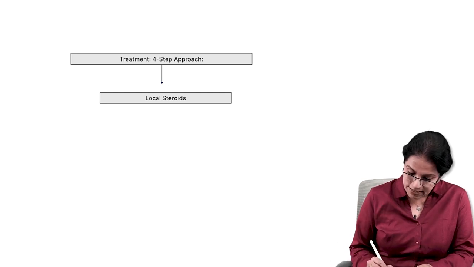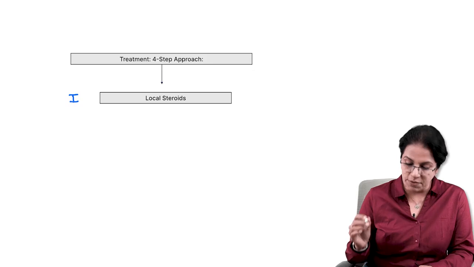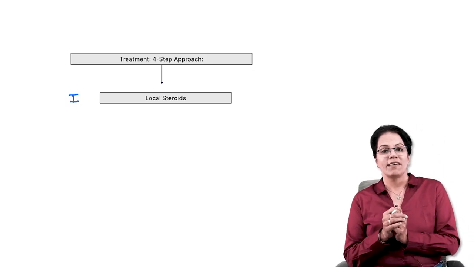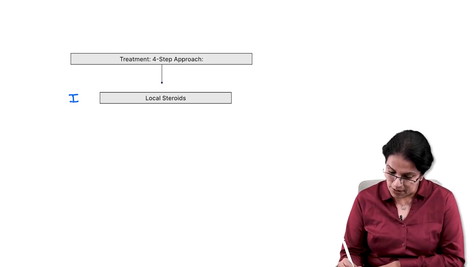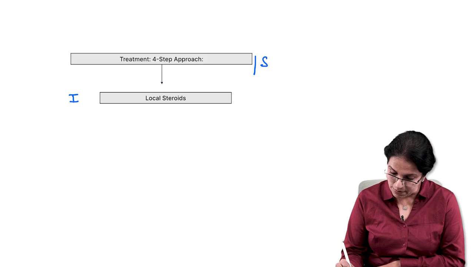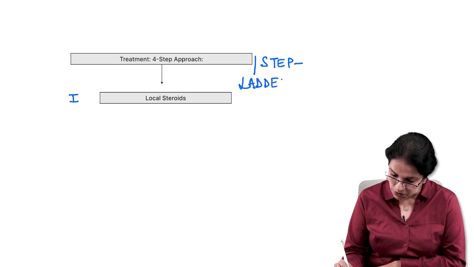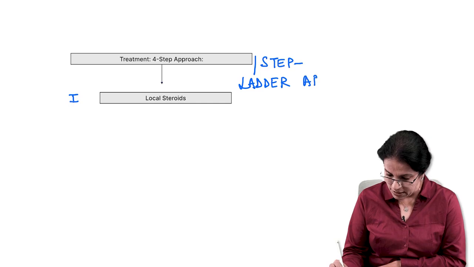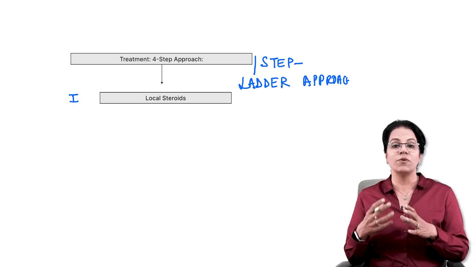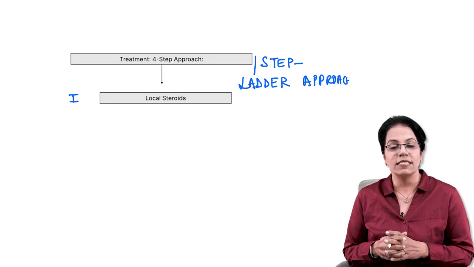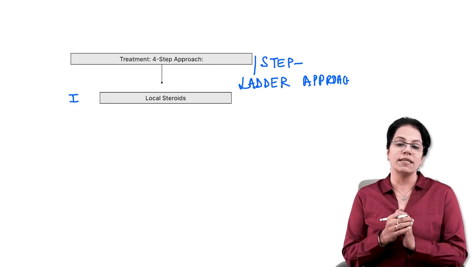Number 1, step 1 is local steroids. But before that, one more thing. When we are talking about the step ladder approach or 4-step approach, what else do we call it? We can also call it step ladder approach. Right? So when you say 4-step approach or step ladder approach, before I come to the details, wanted to tell you one more thing here, the indication of treatment.